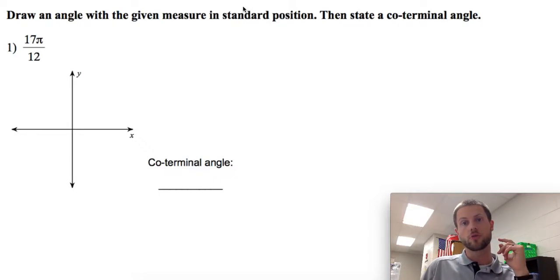We're going to do some circle rotations. And what we're going to do in this problem is we want to draw an angle with the given measure in standard position. And then we want to state a coterminal angle.